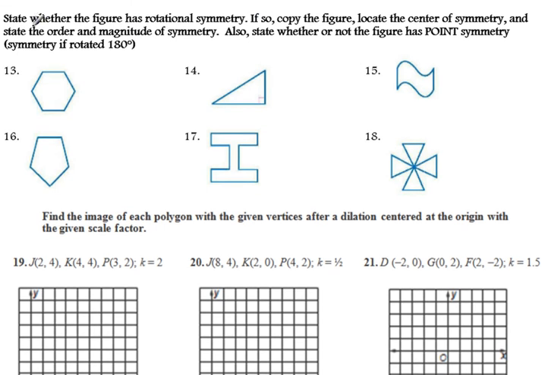Okay, so number 13, it asks us to state whether the figure has rotational symmetry, and then if so, copy the figure, locate the center of symmetry. That means we can just turn it around, and then state the order and magnitude of symmetry. Furthermore, we want to state whether or not the figure has point symmetry. So remember that point symmetry is when it has rotational symmetry of 180 degrees. So for number 13, I'm just going to roughly trace the image and then see how many times I can turn it.